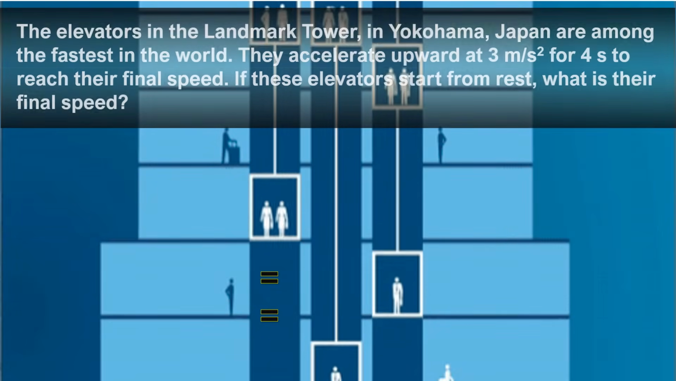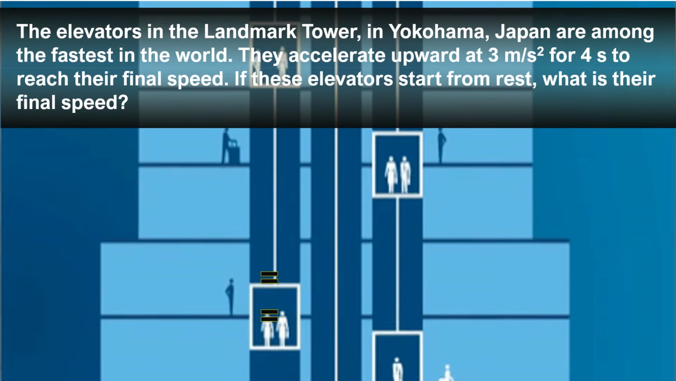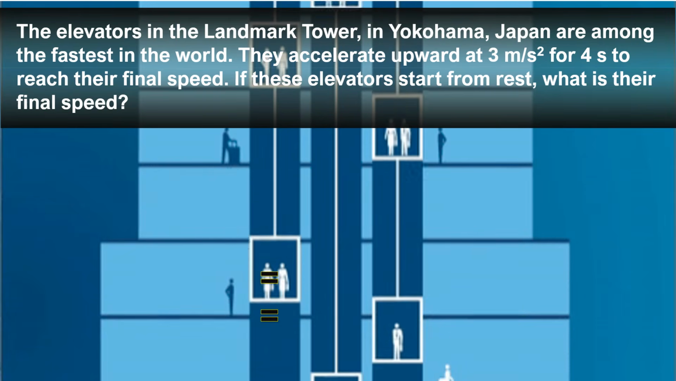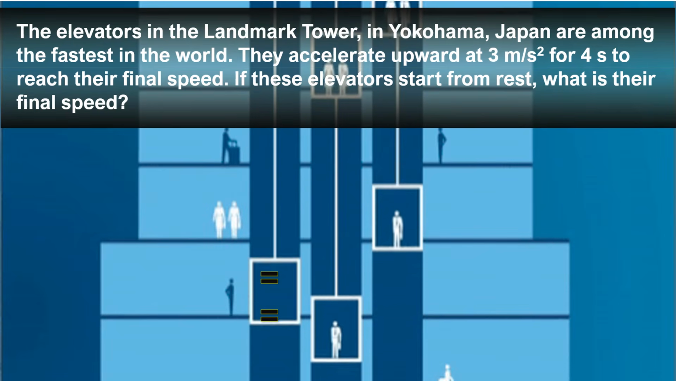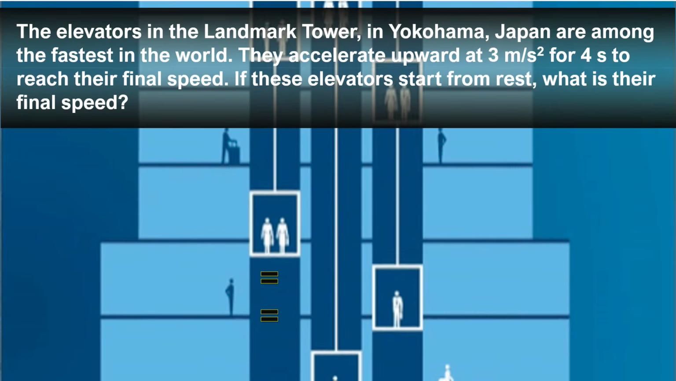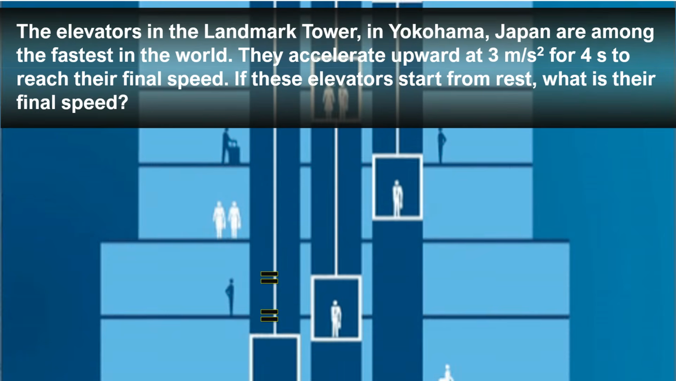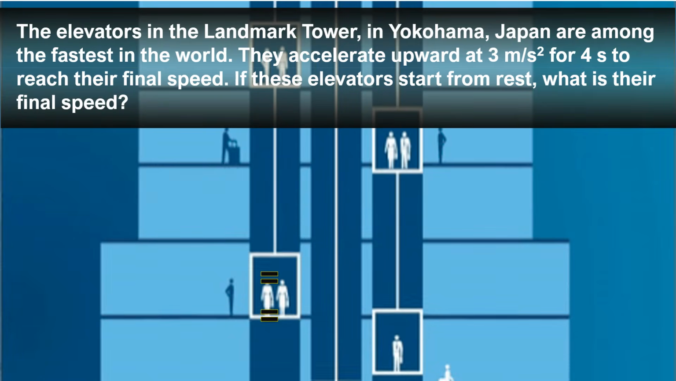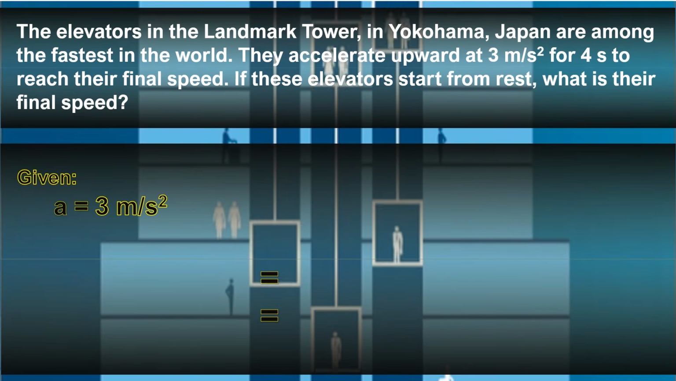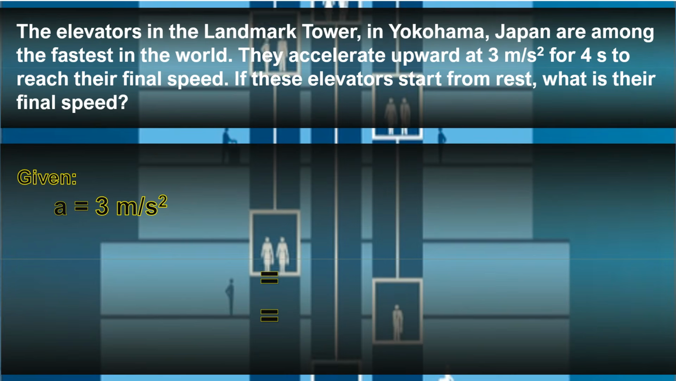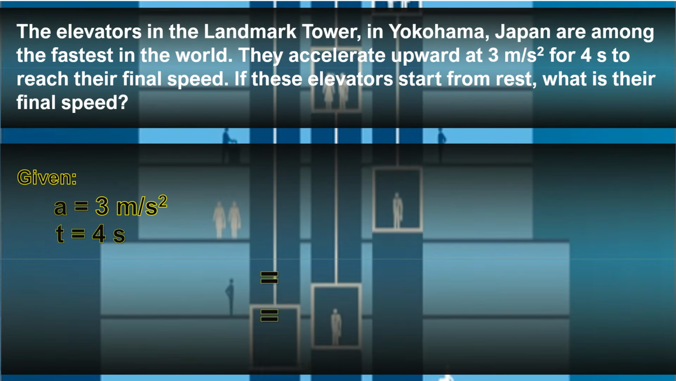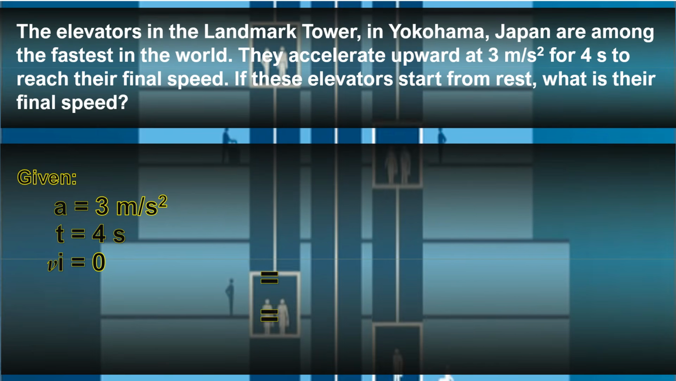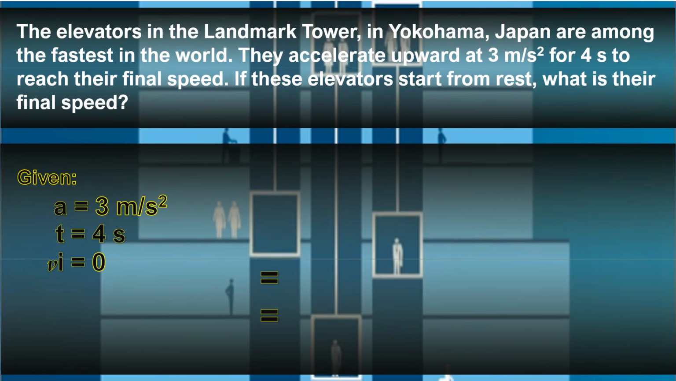Last problem. The elevators in the Landmark Tower in Yokohama, Japan are among the fastest in the world. They accelerate upward at 3 meters per second squared for 4 seconds to reach their final speed. If these elevators start from rest, what is their final speed? Again, given. Acceleration is 3 meters per second squared, time is 4 seconds, and initial velocity is 0. 0 kasi the elevator starts from rest.